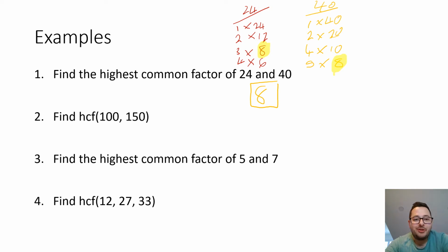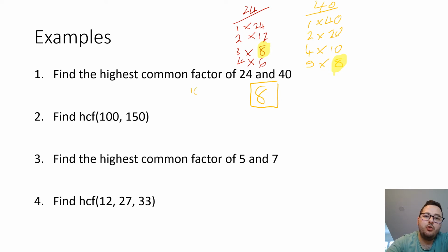Okay, question 2 then, it says find HCF, which is exactly the same, the highest common factor of 100 and 150, just a different way of writing it. They're a bit bigger, but let's see what we end up with. Even just looking at it, you might be able to see that 50 looks to be the highest common factor, but let's see what we end up with.